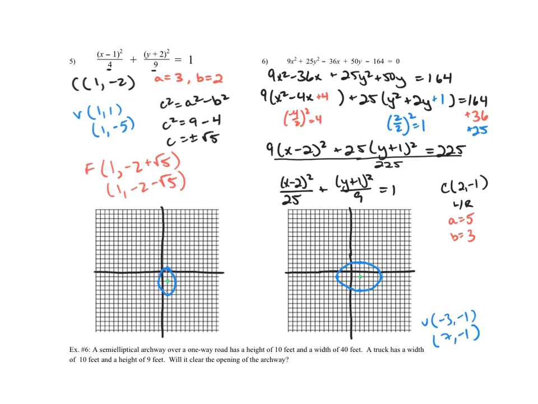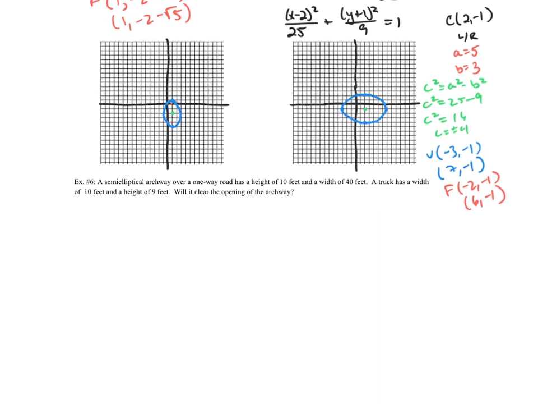And then the last thing we need are our foci. So we have c squared equals a squared minus b squared. So 25 minus 9, which is 16. So c equals plus or minus 4. So then our foci are plus or minus 4 from our center, moving along parallel to the x-axis. So that gives us foci at negative 2, negative 1, and 6, negative 1.